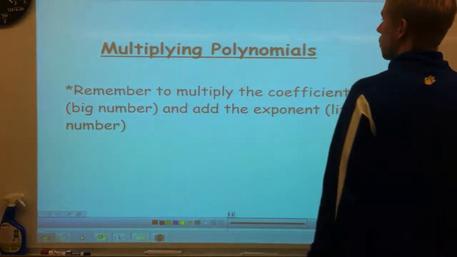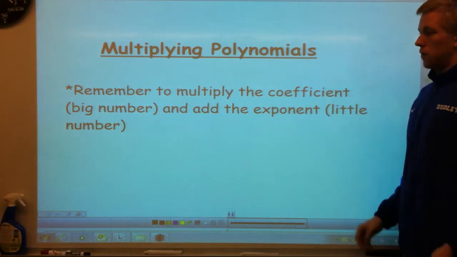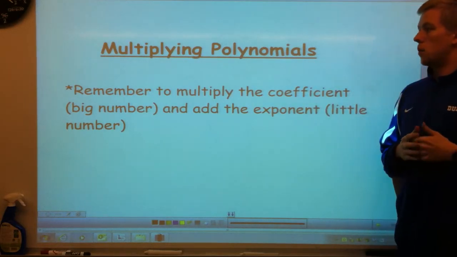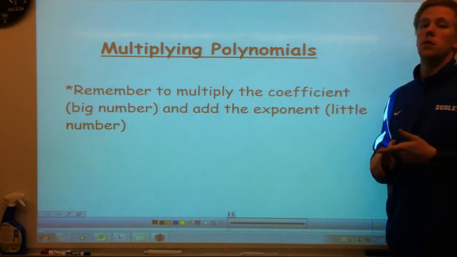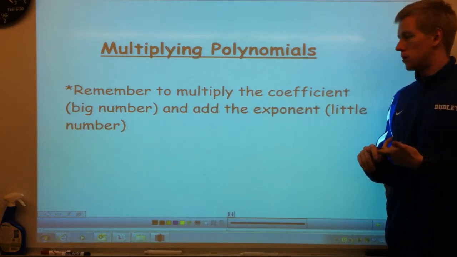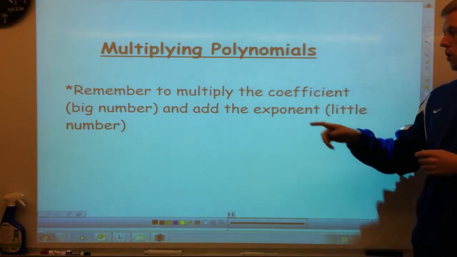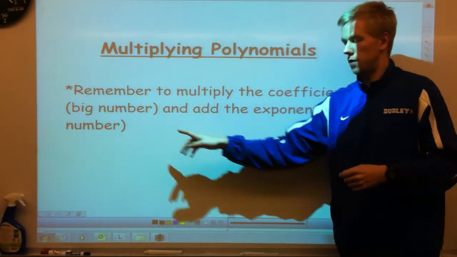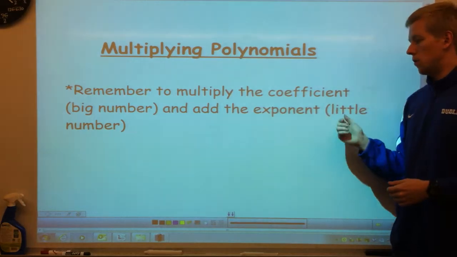Alright, today we're going to be doing multiplying polynomials. We've already covered adding and subtracting. Next we're going to be doing multiplying. When we're multiplying, we've already hit this a little bit with product of powers on your foldable. But when we're multiplying, remember to multiply the coefficient, which is the big number in front, and then add the exponent, or the little number.